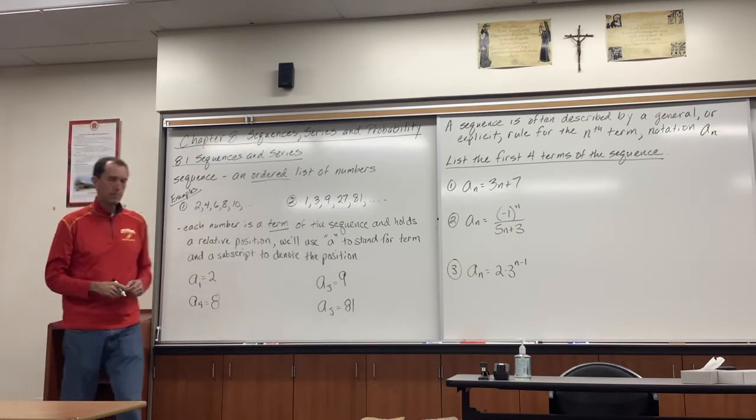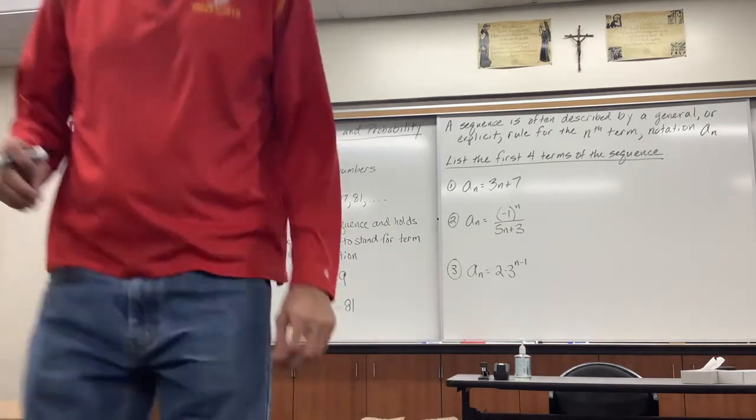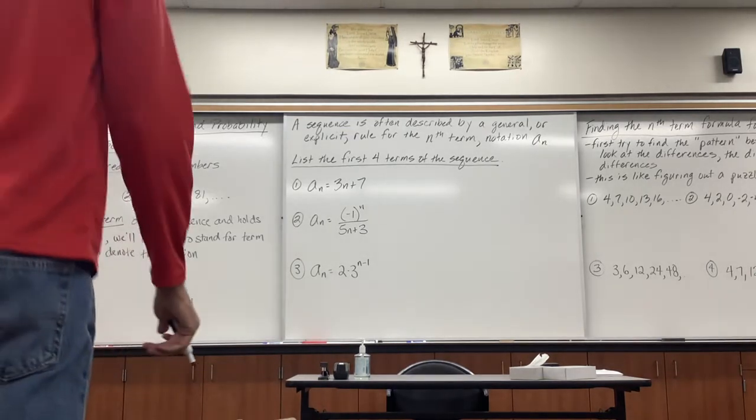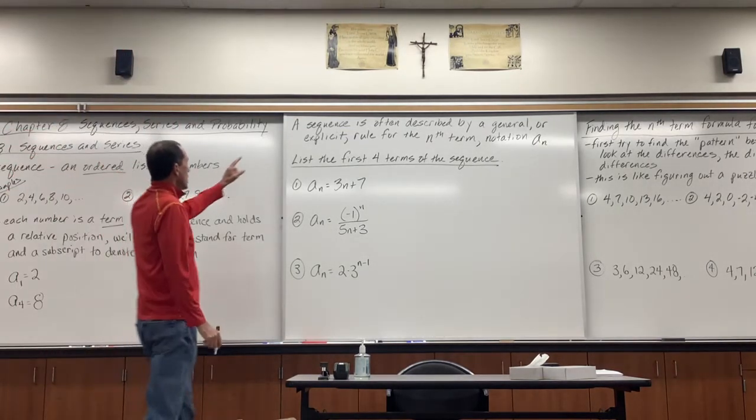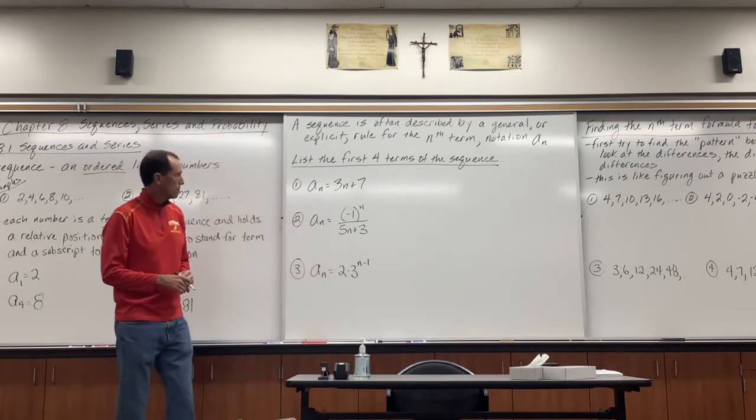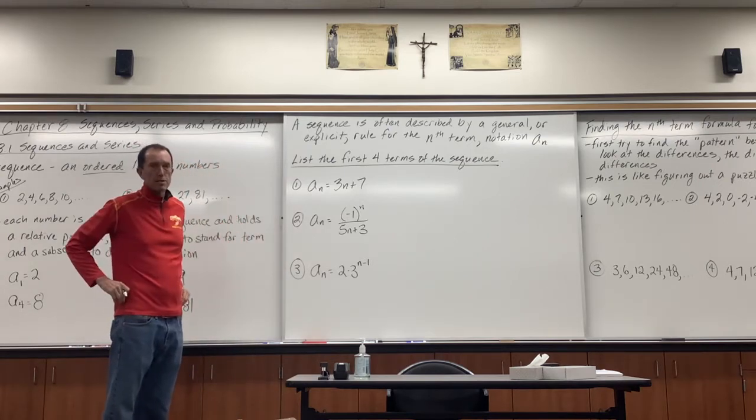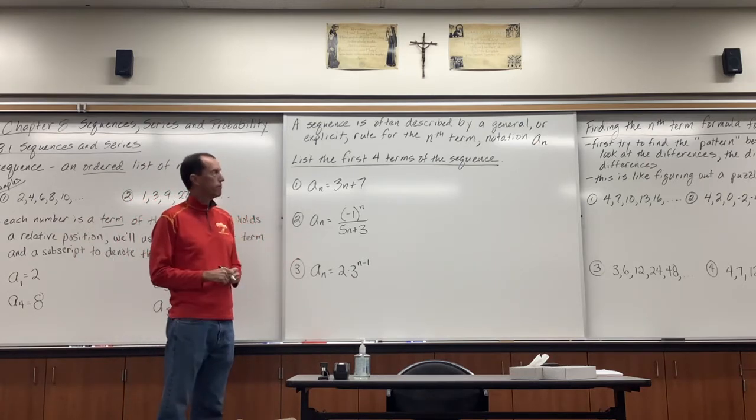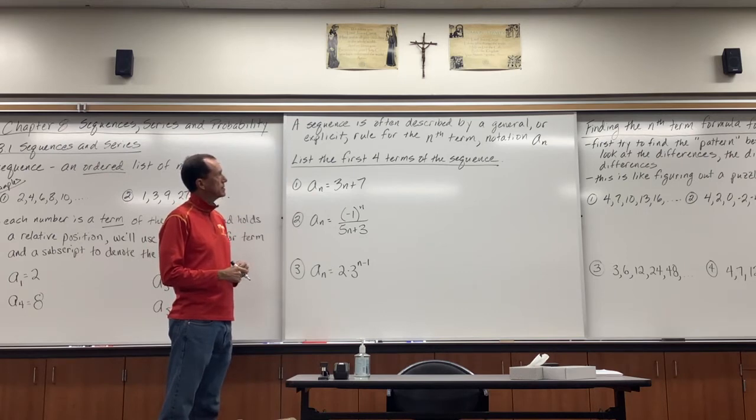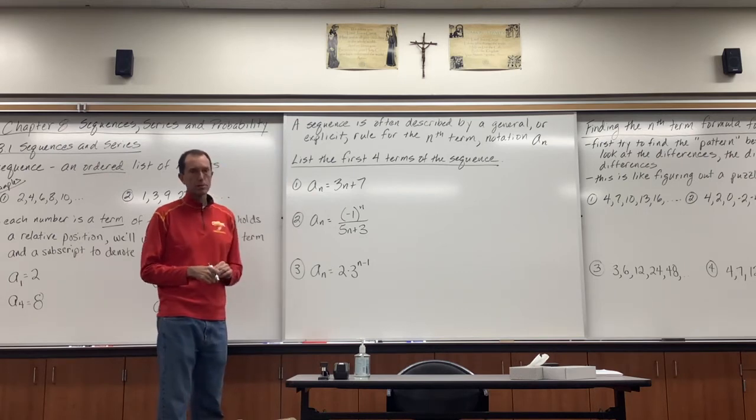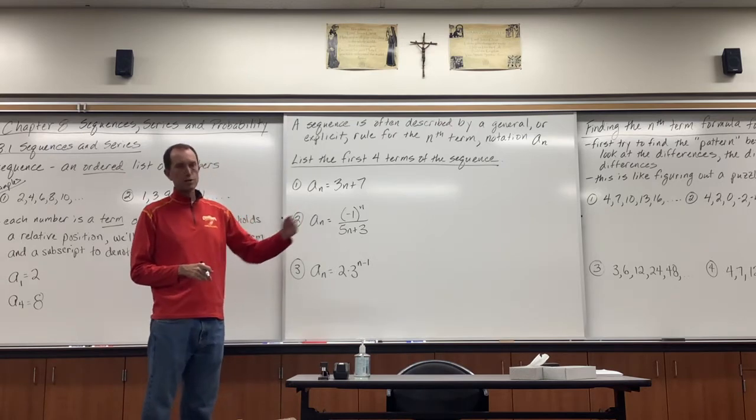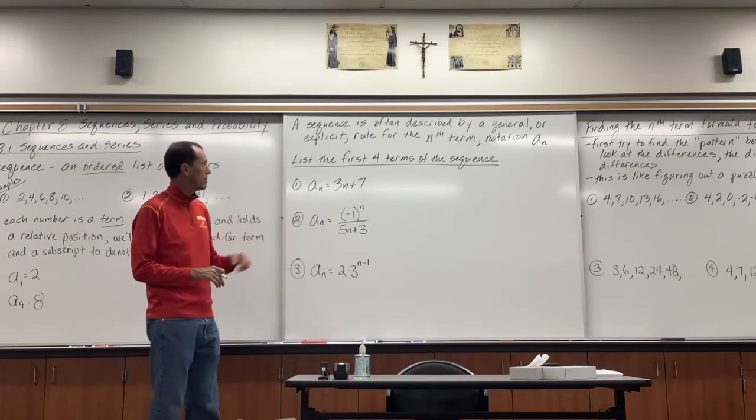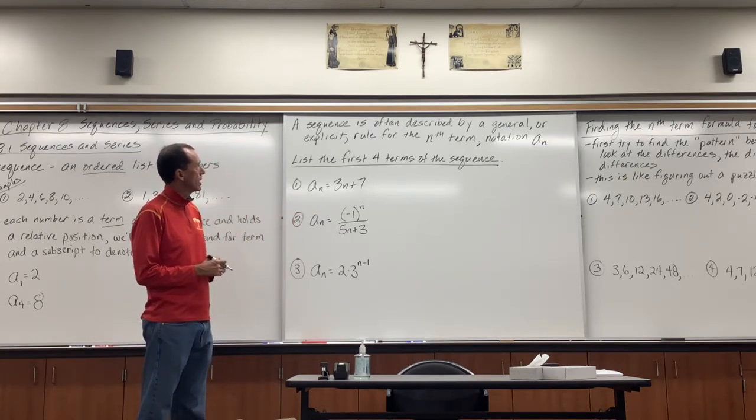So, we'll move on here. And this is where things get a little more formal. We often describe a sequence by a rule. You might call it a formula, and in this book it's called a general or an explicit rule. Explicit meaning you can get any term you want from this formula. You don't have to know the first term in order to get the 50th term. That's the power of an explicit or general rule.